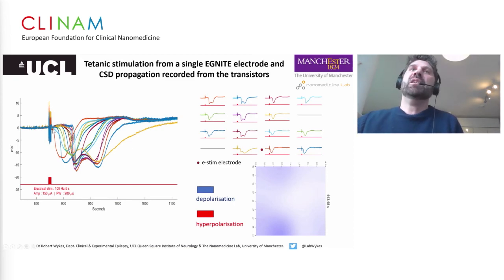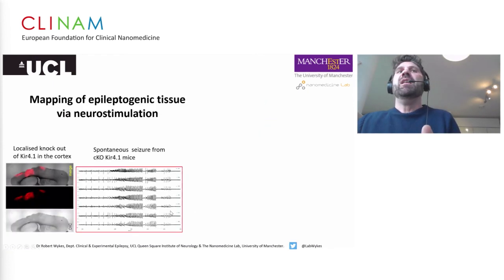And this is just an example where we can use the stimulating electrodes with tetanic frequencies to actually induce a spreading depolarization, which we can then record with the transistor arrays, and we can map out that propagation. We have the mouse models in which to test this.